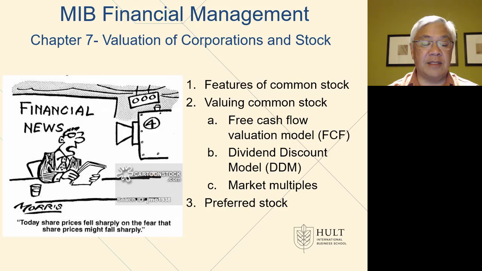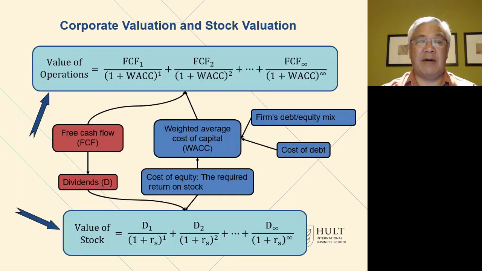The comic strip for this chapter is: today's share prices fell sharply on the fear that share prices might fall sharply. This is what I believe happens in news desks that are trying to make sense of the stock markets. They have a piece of paper. If the stock market goes up, they read things such as the bullish mood of investors, or if it goes down, it could be the bearish mood of investors or profit taking, right? You hear these things all the time. So listen to the financial reporters and you'll see that they have some generic responses for whether the market goes up or down.